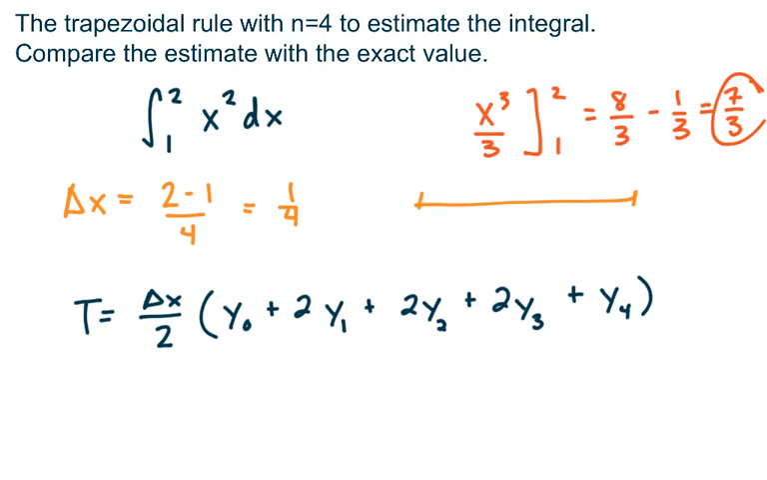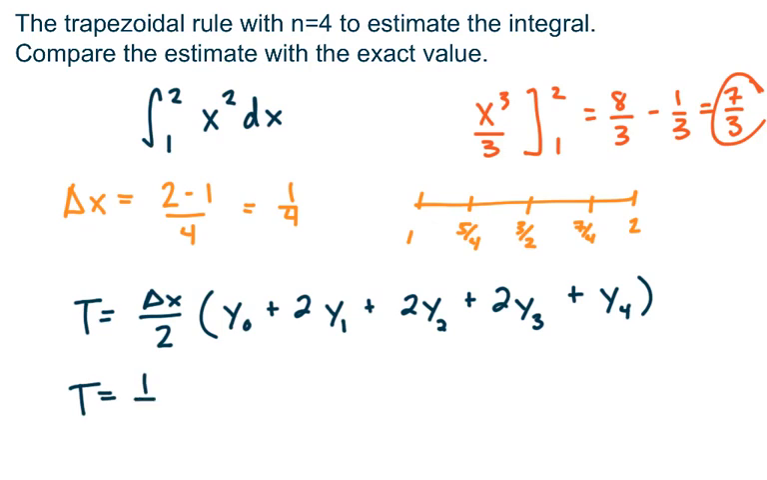these x values. So my first x value is 1, then I would have 5/4, 6/4, which is 3/2, 7/4, and then 8/4, or 2. So those are my x values, and I'm going to plug each of these 5 x values into my function. Those are going to give me my y output values. And plugging the 1/4 in for delta x, that's going to give me a 1/8 on the outside of this.